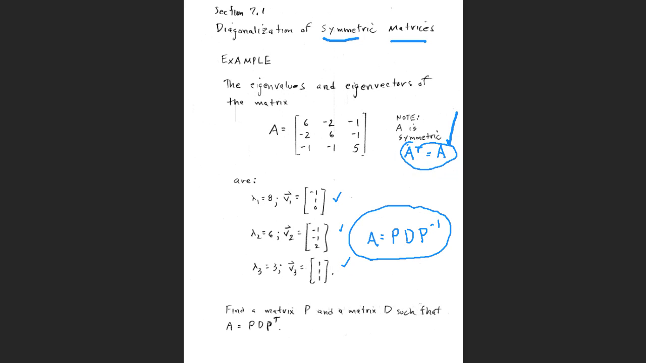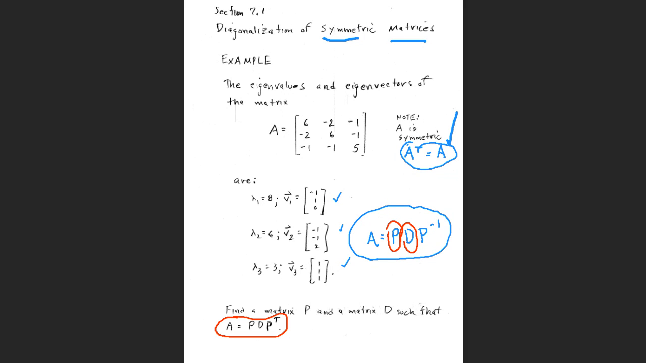The matrix P is a matrix whose columns are the eigenvectors, and the matrix D is a square matrix whose diagonal consists of the eigenvalues. Of course, the order of the eigenvalues has to match the order of the eigenvectors in the matrix P. Now, what we want to do in this case is find a matrix P and a matrix D such that A equals P times D times P transpose.